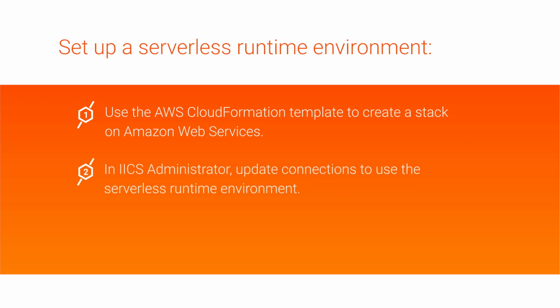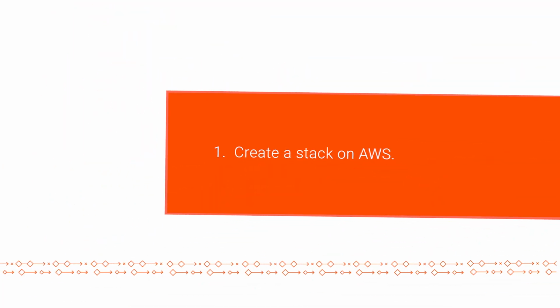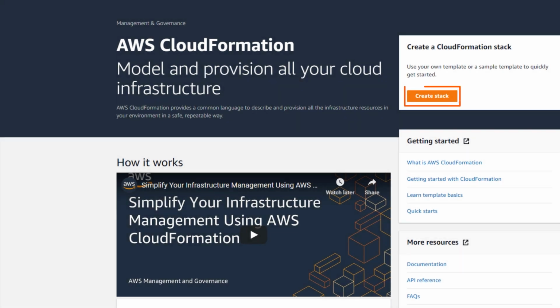Next, we'll log into Informatica Intelligent Cloud Services Administrator to update the connections in our organization to use the serverless runtime environment. Finally, we'll show you how to use the serverless runtime environment and Cloud Data Integration Elastic to run a mapping task and monitor the job details. Let's get started. Go to AWS CloudFormation and create a stack.